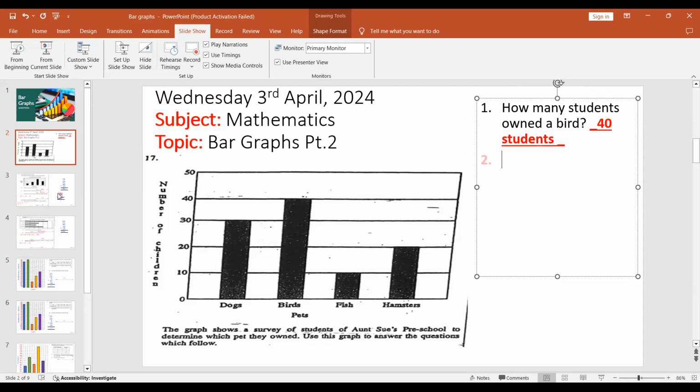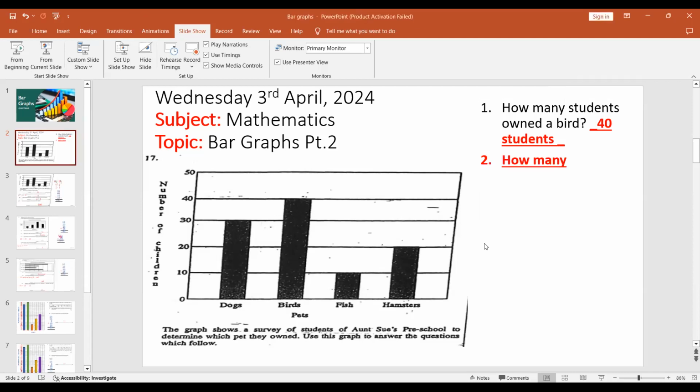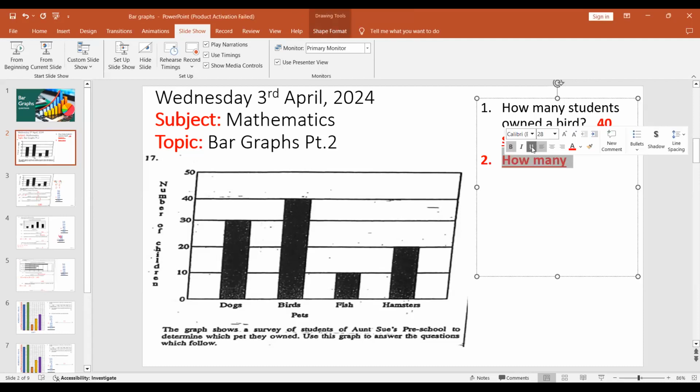Question number 2 states, how many more students own dogs than own fishes? I don't think y'all can see this. How many more students? Y'all can see my screen now, right? What I'm writing. Mr. Petit, go ahead.